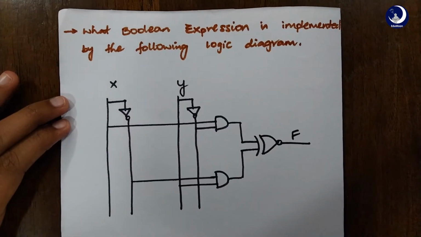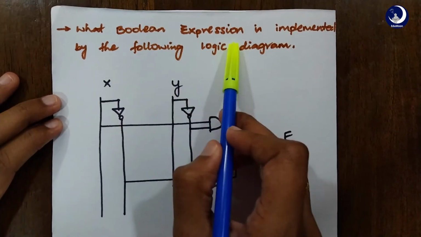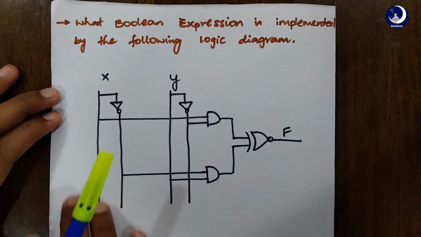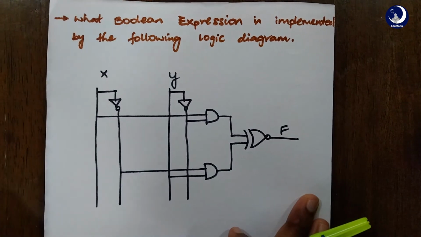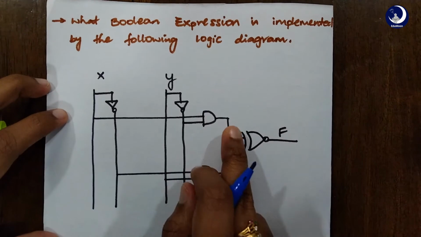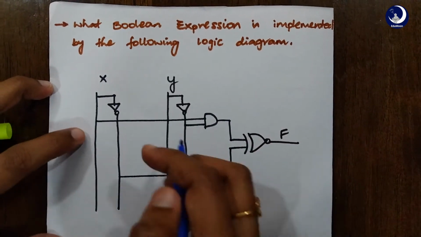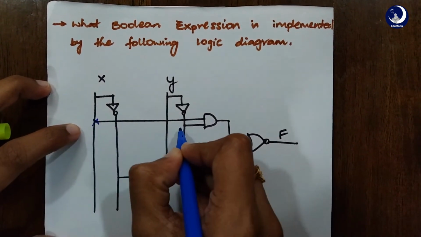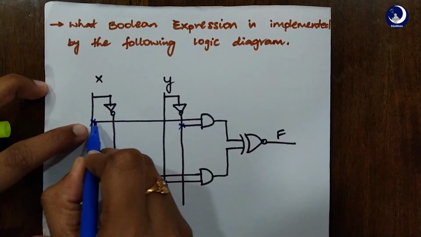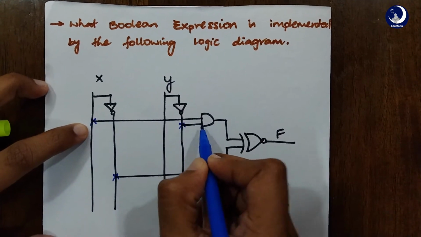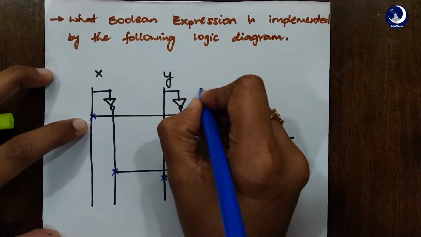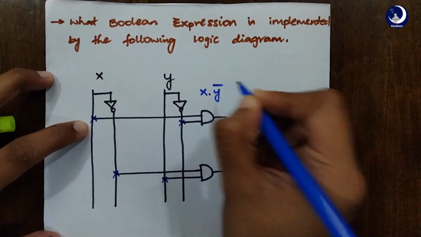Now let's see another kind of question like what Boolean expression is implemented by the following logic diagram. You might be wondering what is all this stuff, but it is very easy for you to obtain the final Boolean expression. Just carefully observe the kind of gates we are using and where we are using. Now this is an input, this is an input, this is an input and this is an input, right? Now this is an x input and this is a y bar input. Now what gate is placed in between them? It's an AND gate. So x dot y bar.